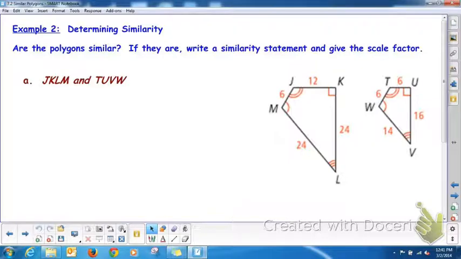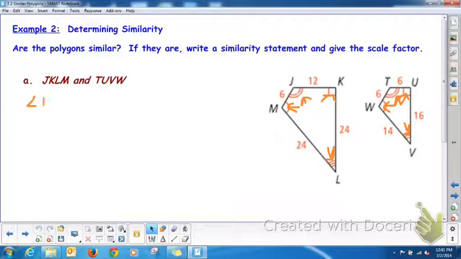So let's determine similarity. Are the polygons similar? First thing you want to do is look at the angles. Well, angle M has 1 arc, and it's congruent to angle W. Angle J has 2 arcs, and it's congruent to angle T. Angle K is a right angle, and it's congruent to angle U. And then angle L and angle V are congruent. So all of the angles are congruent.